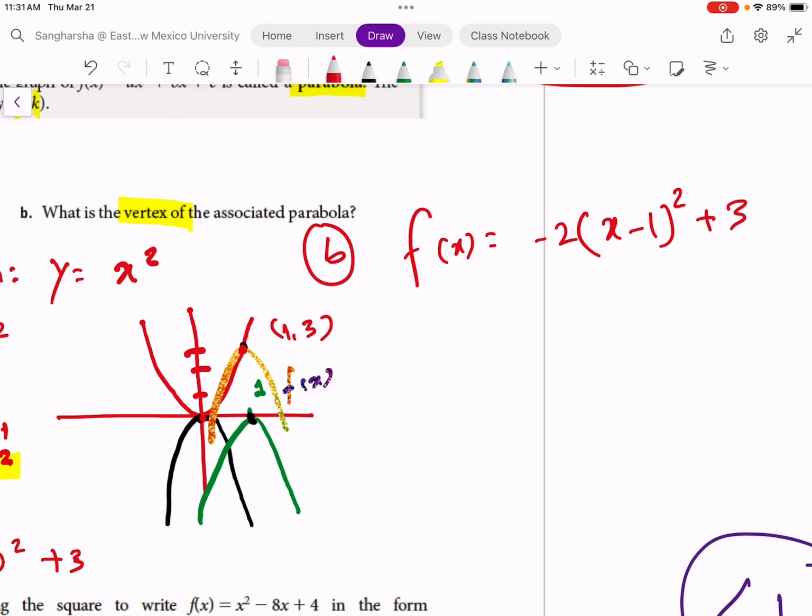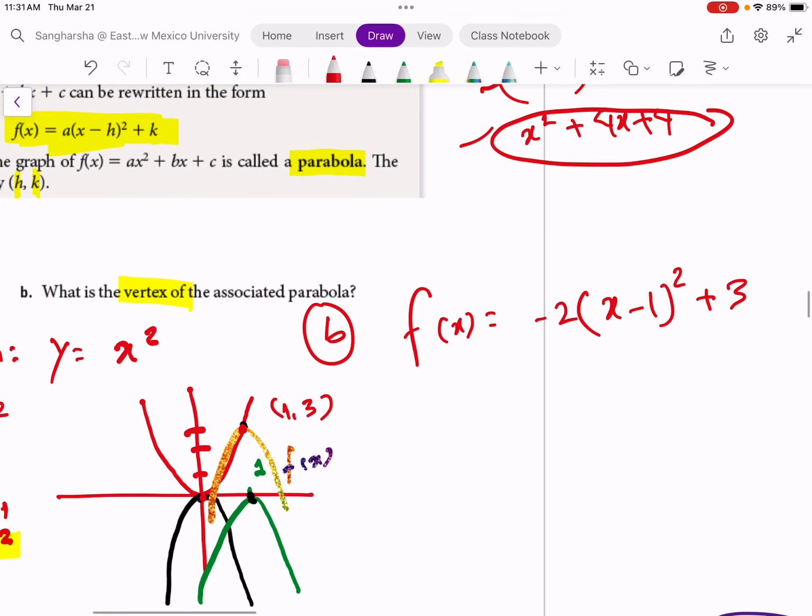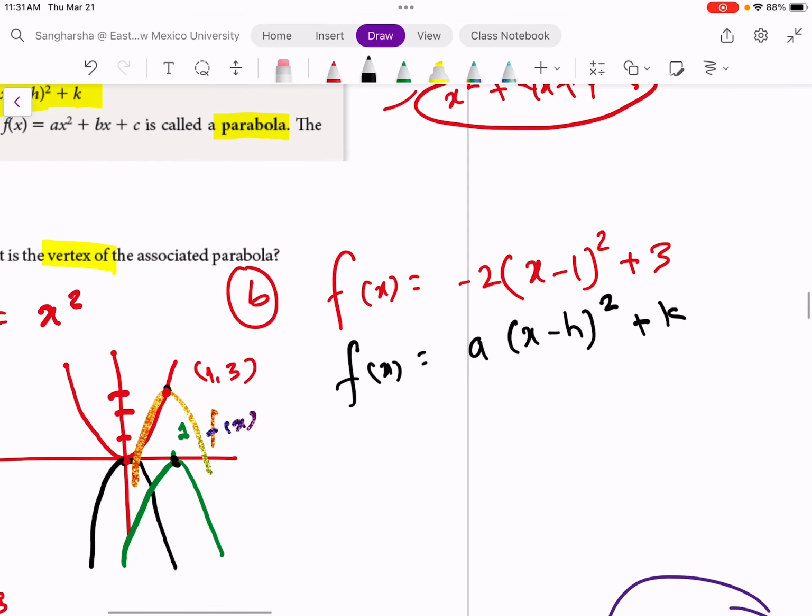Now, if you don't have a graph, we can compare this function with our standard form. Our standard form is f of x equals a times x minus h square plus k. So this is the standard form. Let's compare. So what do we have for h? 1, right? What do we have for k? 3. And h and k combined, h is 1, k is 3, and this is the vertex. Okay, if you don't have a graph, you can always compare your function with a standard form.